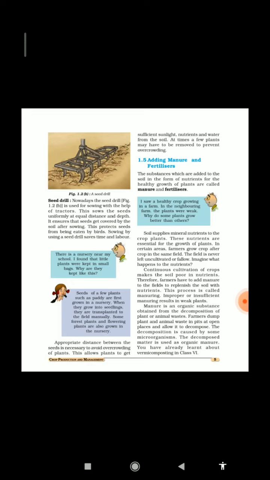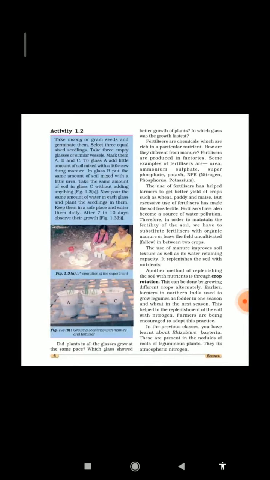Manure is an organic substance obtained from the decomposition of plant or animal wastes. Farmers dump plant and animal waste in pits at open places and allow it to decompose. The decomposition is caused by some microorganisms. The decomposed matter is used as organic manure. You have already learned about vermicomposting in class 6.